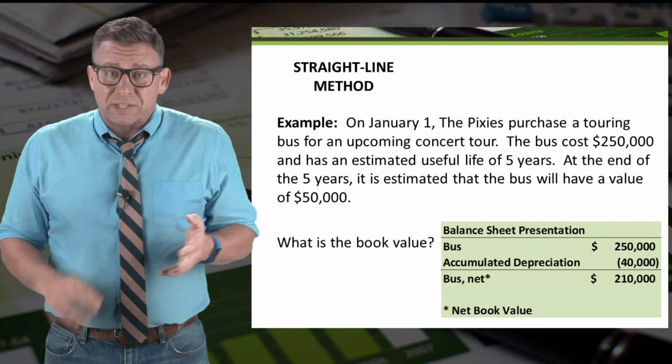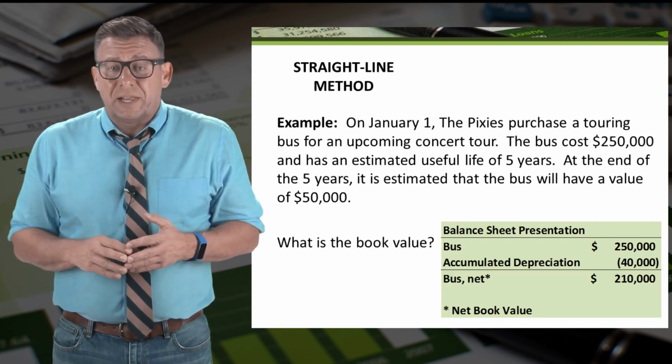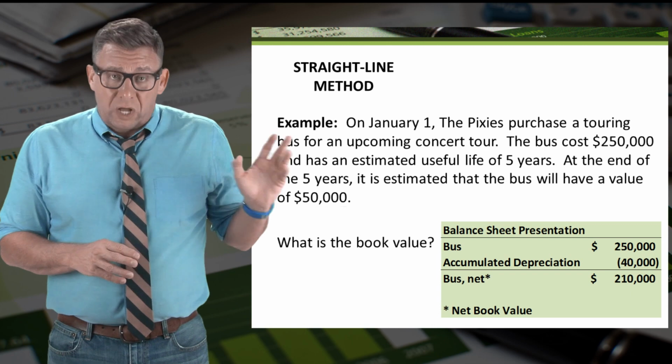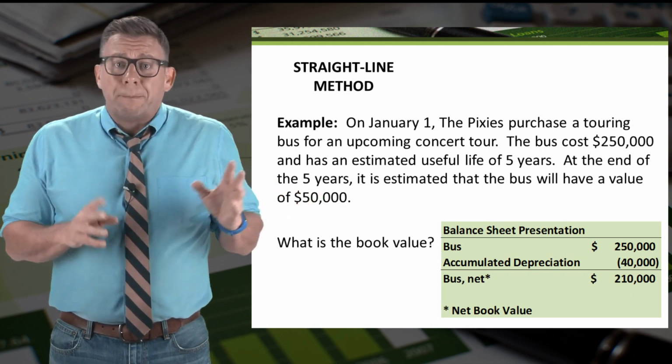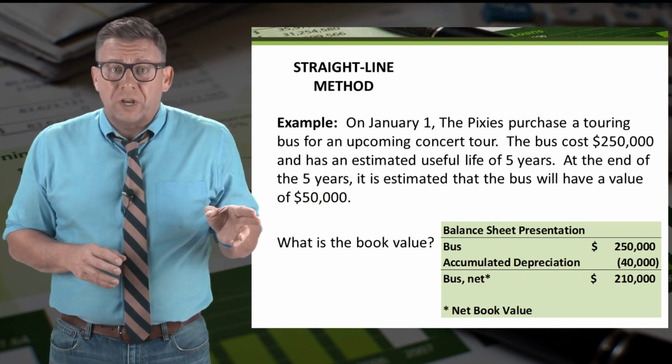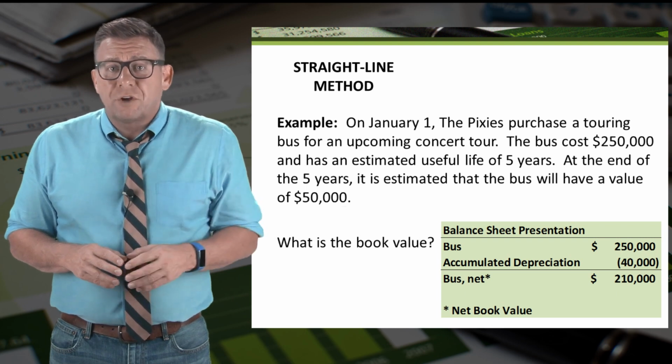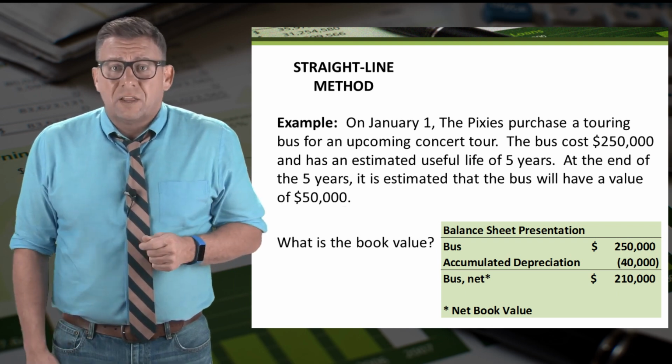The book value is the cost of the asset minus its accumulated depreciation. So cost of $250,000 minus accumulated depreciation of $40,000 gives us a net book value of $210,000.